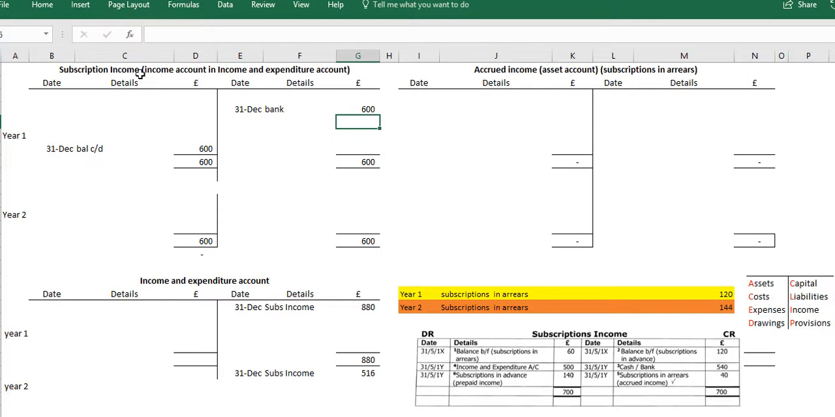So we've got subscription income, the account in here, that relates to the income and expenditure account. We've got an accrued income account, which is an asset account. It's an asset because effectively we are being owed money, which is our financial benefit that will be paid in the future. And we've got our income and expenditure account down here.